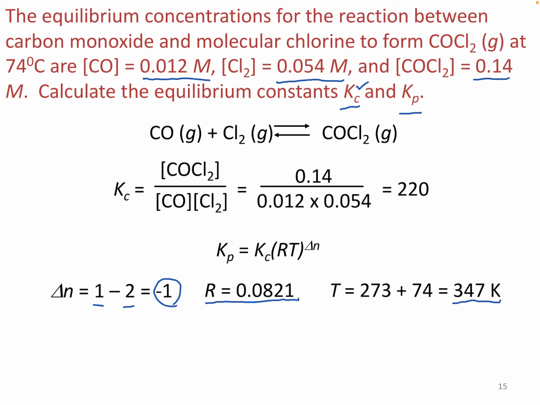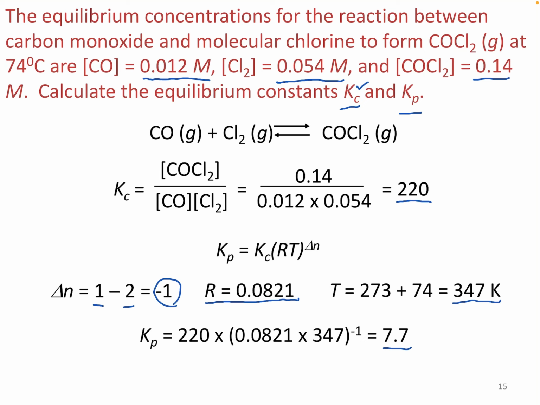Here's our R value, in liter atmosphere per mole Kelvin. Here's our value in Kelvin for the temperature. We need to do that: 74 plus 273 gives me 347 Kelvin. And now I'm ready to plug in. So 220 times (RT), raised to the -1, gives me my Kp value. So I have Kp and Kc.